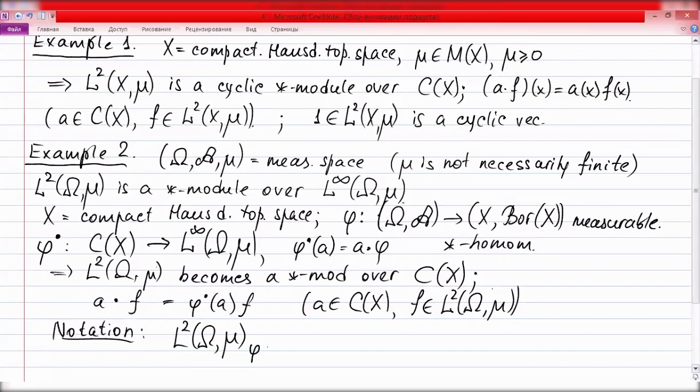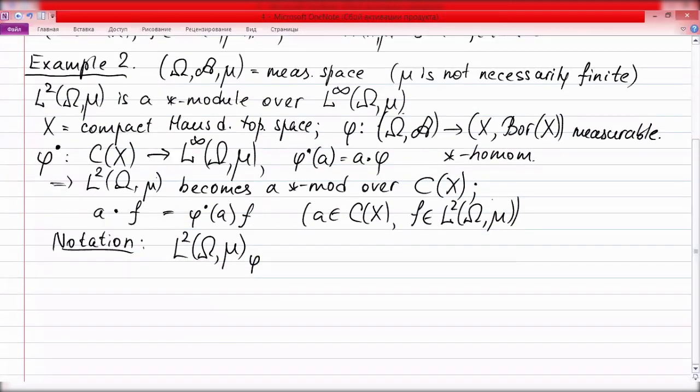And again, it's appropriate now to make an announcement. It will turn out, we will see this maybe at the end of today's lecture or at the beginning of the next lecture, that this example describes all star modules over C of X. And this is precisely our form of the spectral theorem. But first of all, let's look at the case of cyclic modules.